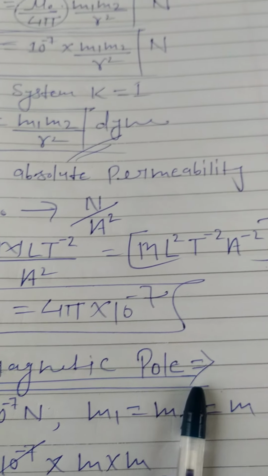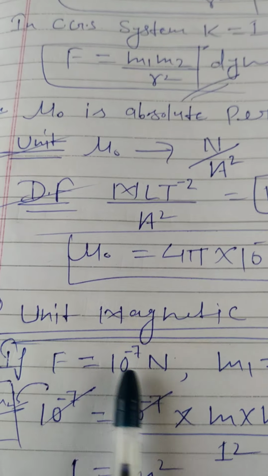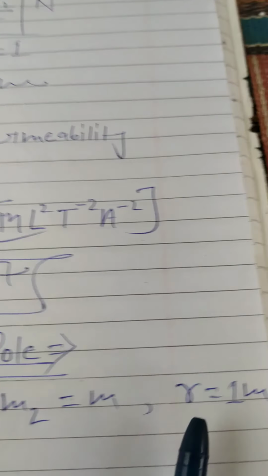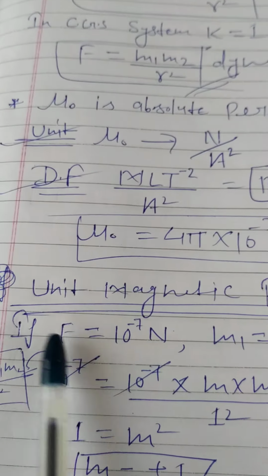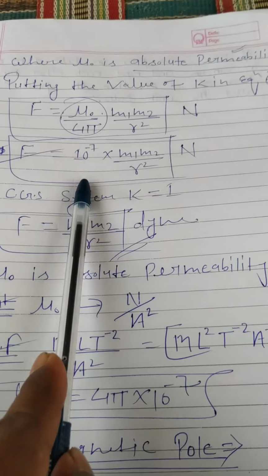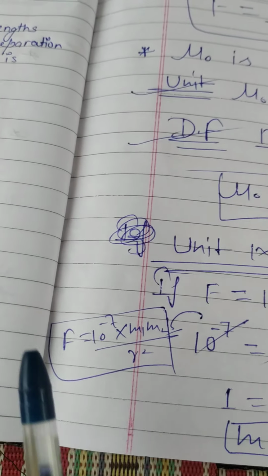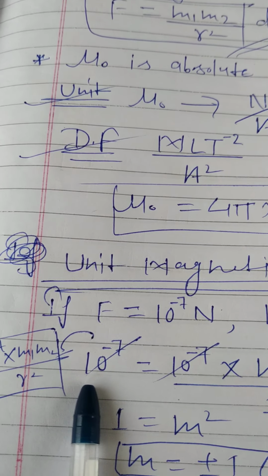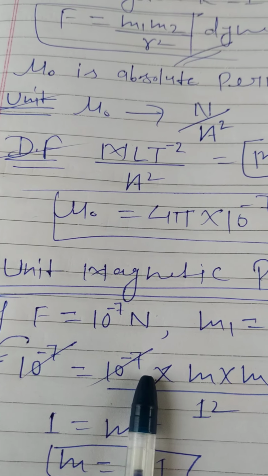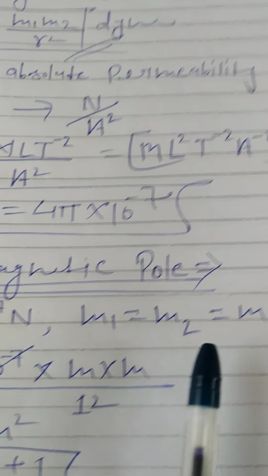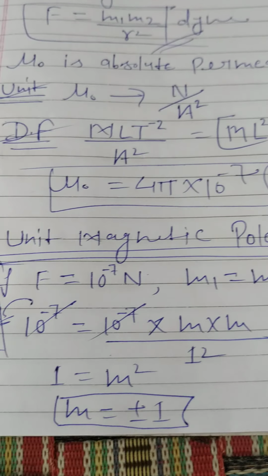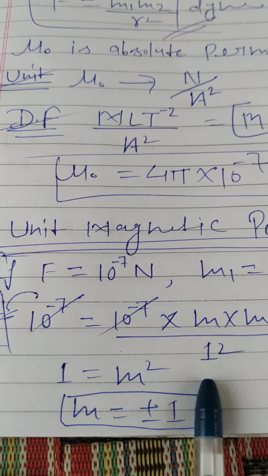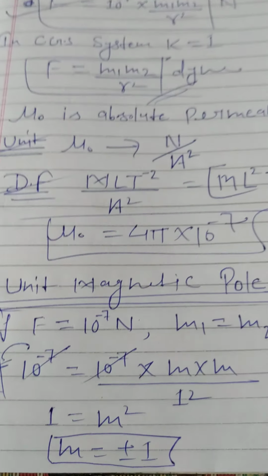Unit magnetic pole. If F equals 10 to the power of minus 7 Newton, M1 equals M2 equals small m, and r equals 1 meter, putting the values in the equation, F equals 10 to the power of minus 7 M1 M2 upon r square. So 10 to the power of minus 7 equals 10 to the power of minus 7 into M into M upon 1 square. The 10 to the power of minus 7 terms cancel, so 1 equals M square, and M equals plus or minus 1.